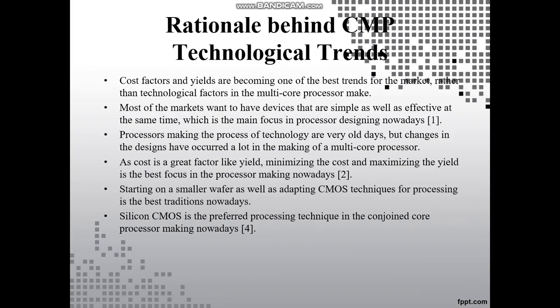Now we will move to the rationale behind chip multiprocessor technological trends. In the market, cost factors and yields are becoming one of the best trends rather than the technological factors. Most of the markets want simple as well as effective devices at the same time. Nowadays, the main focus is on processor designing. Process technology in the making of processors is very old, but the changes in the design have occurred a lot in the making of multi-core processors.